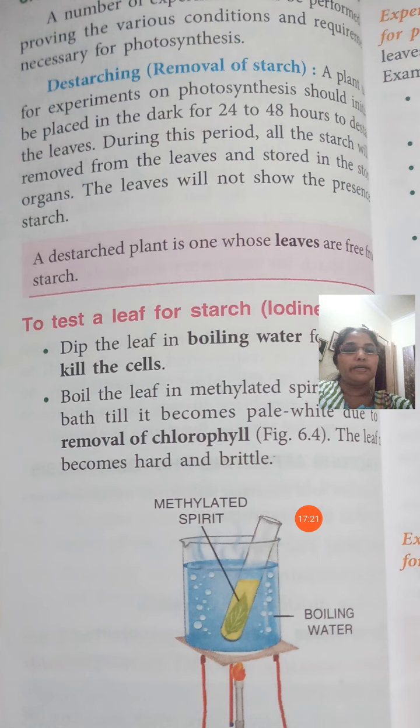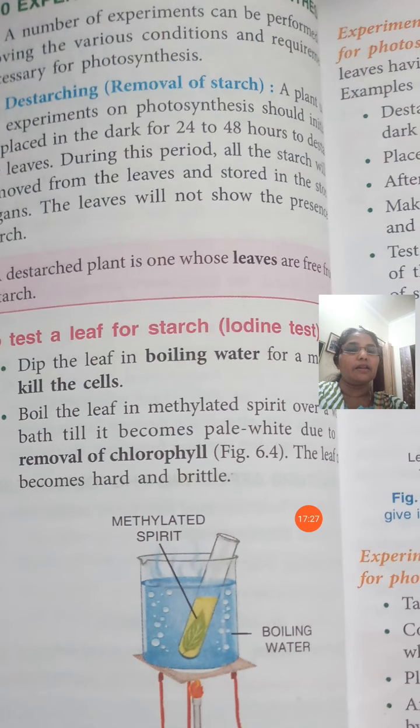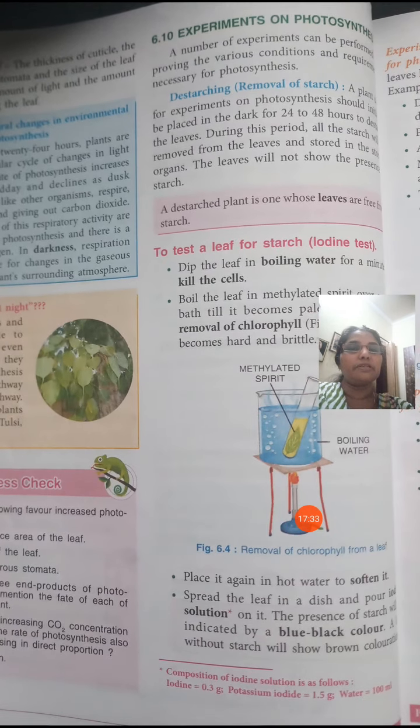What is meant by the destarching of the leaf? A destarched plant is one whose leaves are free from starch. How do we destarch a plant? By placing the plant in a dark room for 24 to 48 hours. That is how we destarch a plant.